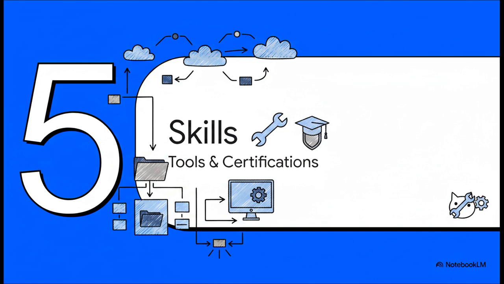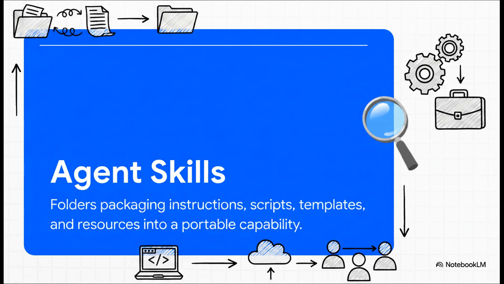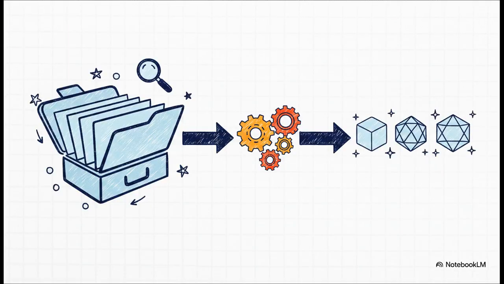Moving to Section 5, Skills, representing your tools and certifications. Now, while instructions tell your agent how to think, skills tell it exactly how to do something highly specific, yielding a predetermined exact output. And here's the thing. Skills aren't just single text files. They're actually entire folders that bundle your markdown instructions right alongside your scripts and templates. In our virtual office analogy, these are the heavy-duty runbooks, like handing professional certifications and toolkits straight to your staff.